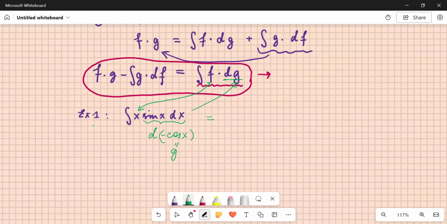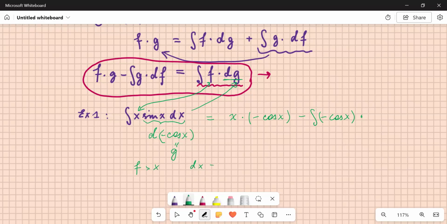And if I write down the right side of my expression, I need to multiply f by g, which is x times negative cosine of x, and then put minus, and then put the integral, copy my function g, which is minus cosine of x, and then find df. Well, because my f is x, df is dx.